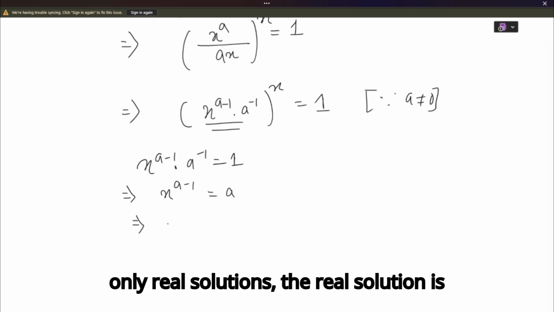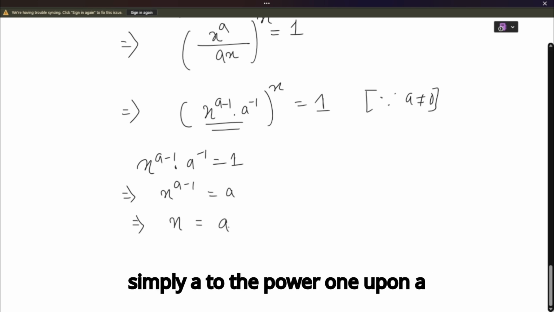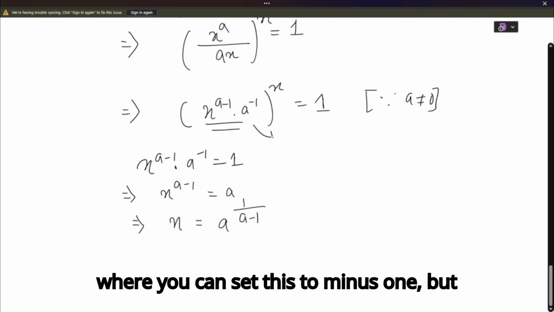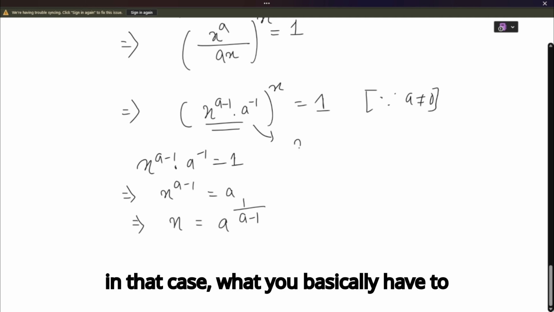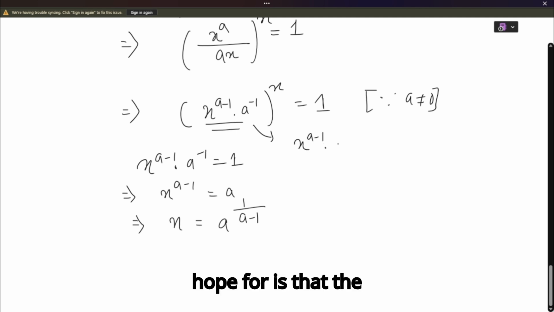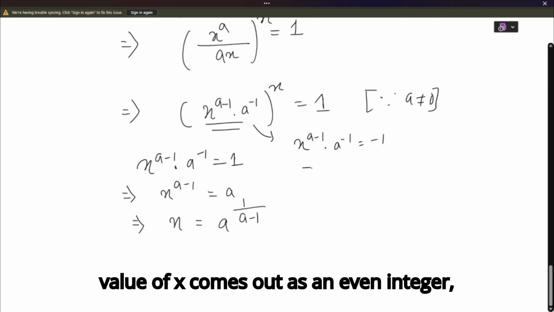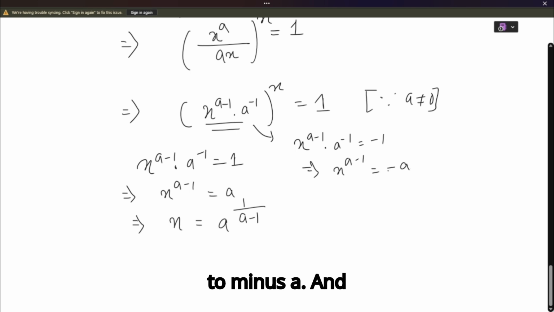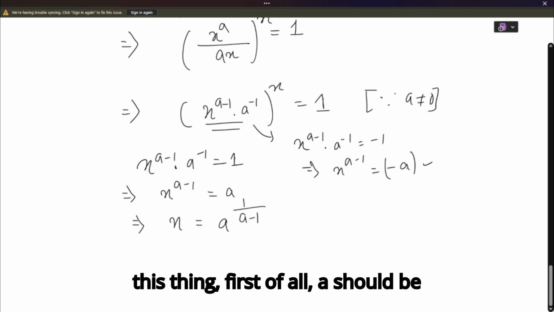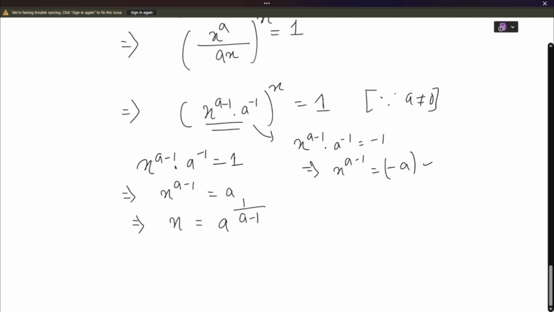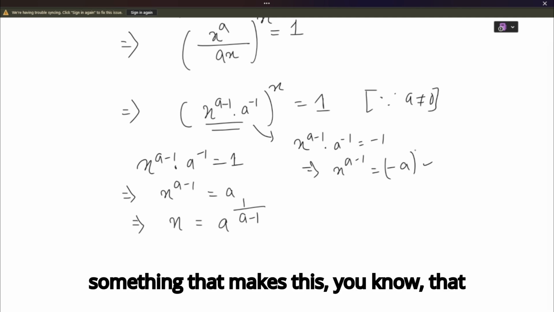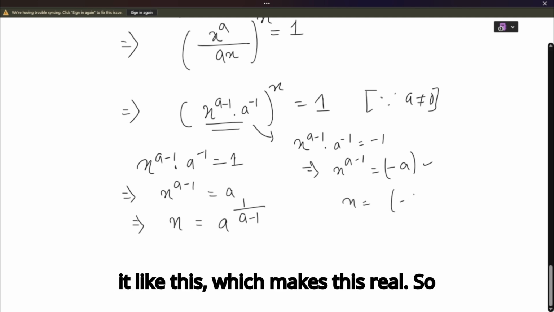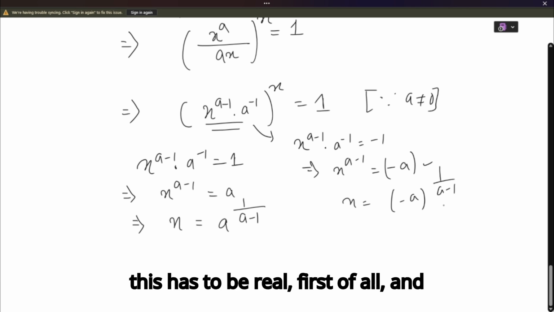So if we are looking for only real solutions, the real solution is simply a to the power 1 upon a minus 1. There is another solution where you can set this to minus 1, but in that case, what you basically have to hope for is that the value of x comes out as an even integer. That is, x to the power a minus 1 equals minus a. And first of all, a should be something that makes the root of a minus 1, which we are going to transfer like this, real. So this has to be real, first of all.